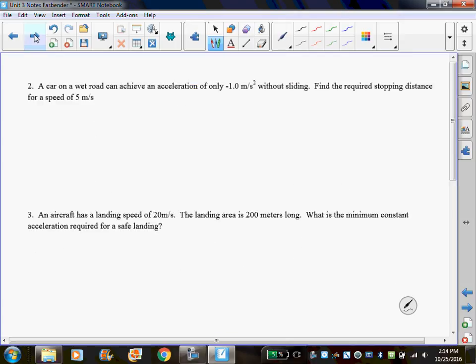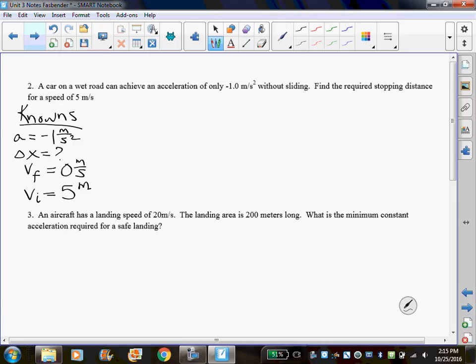A car on a wet road can achieve an acceleration of only -1 meters per second squared without sliding. Find the required stopping distance for a speed of 5 meters per second. So we write out our knowns. We know that we've got an acceleration of -1 meters per second squared. We want to find the required stopping distance, so we're trying to figure out what delta x is, and since we are stopped at the end, we know our final velocity is going to be 0 meters per second. And then we are told that we have an initial velocity of 5 meters per second.